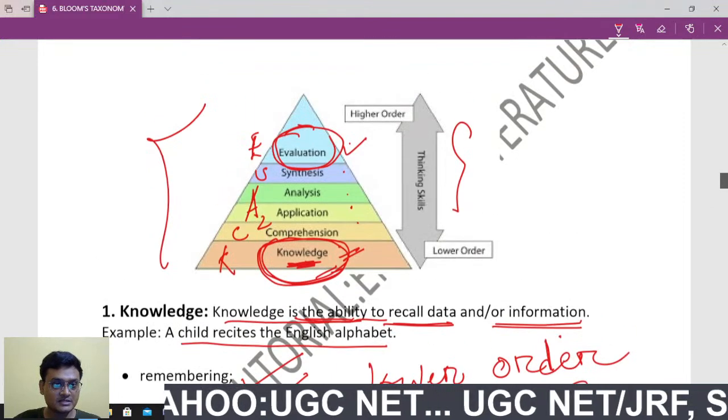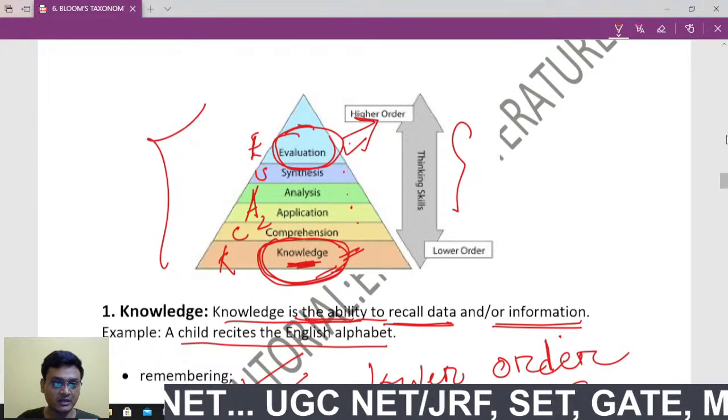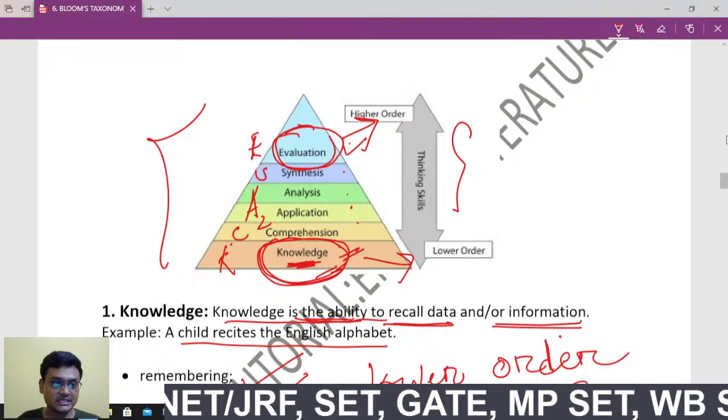Here this one is the higher order. You see, evaluation is the higher order, knowledge is the lower order. ठीक है. KC-A2 SE. ठीक है.